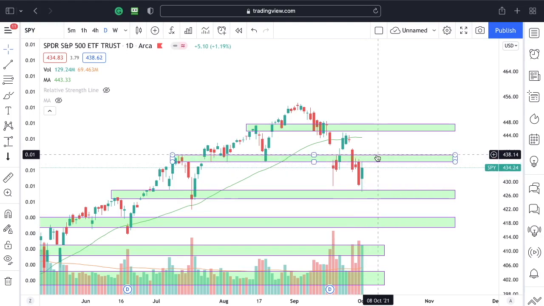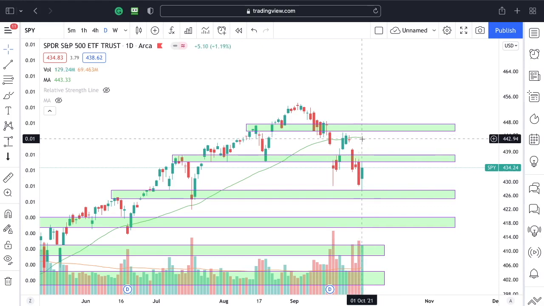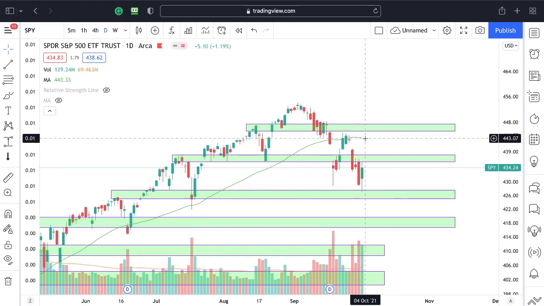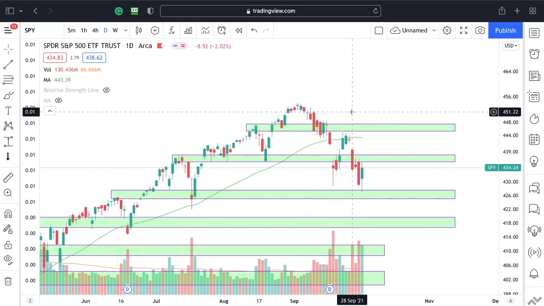But the thing that I'm really paying attention to is the 50-day moving average. I want to see prices breaking above this area of resistance first, and then breaking above the 50-day moving average and staying above the 50-day moving average. If the S&P 500 can do that in the coming trading sessions and the coming month, then this decline over here might just be a minor blip.